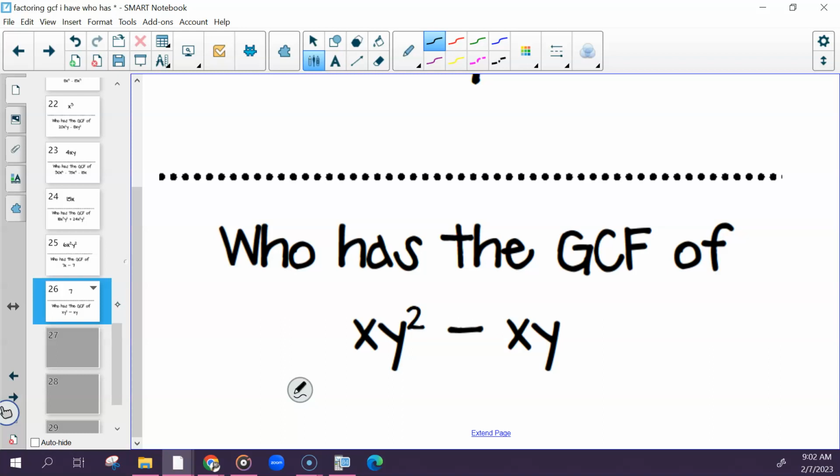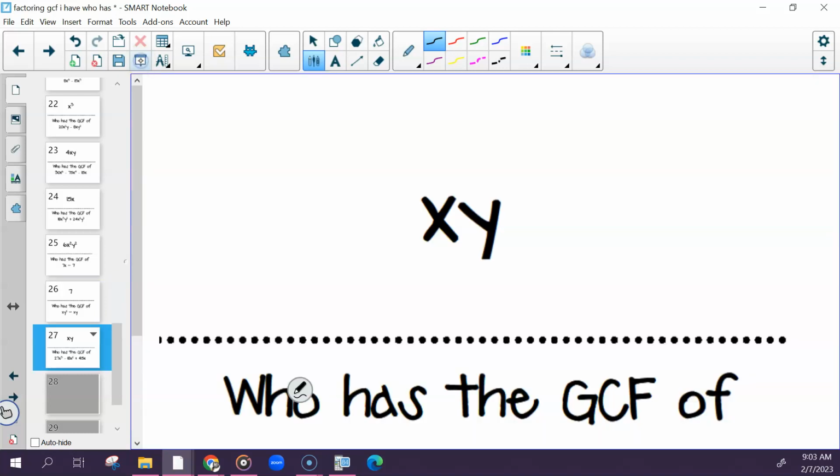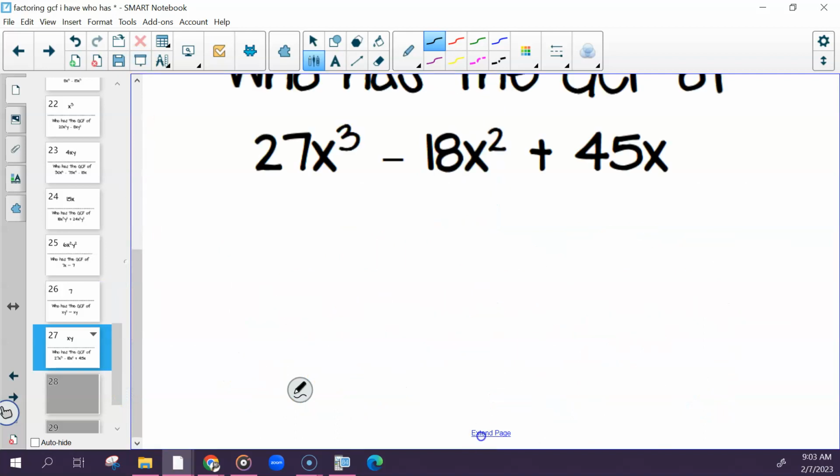If you still have a card left, look at this. See if yours is this. Is it x? Not 2y because you don't have any numbers. It's not yours. Not yours. Actually, go ahead and read that. Who has the GCF of 27x cubed minus 18x squared plus 45x?